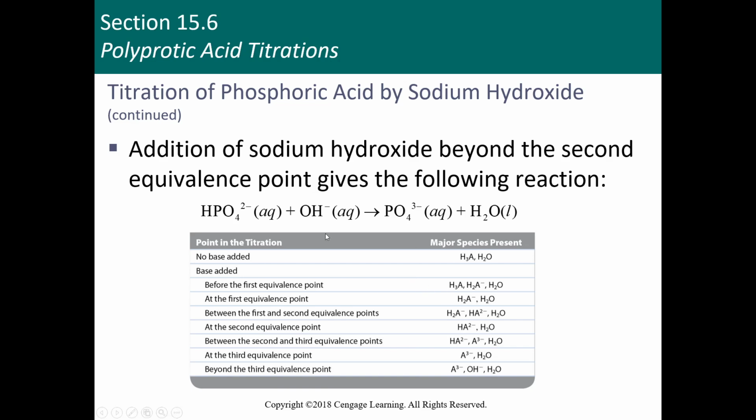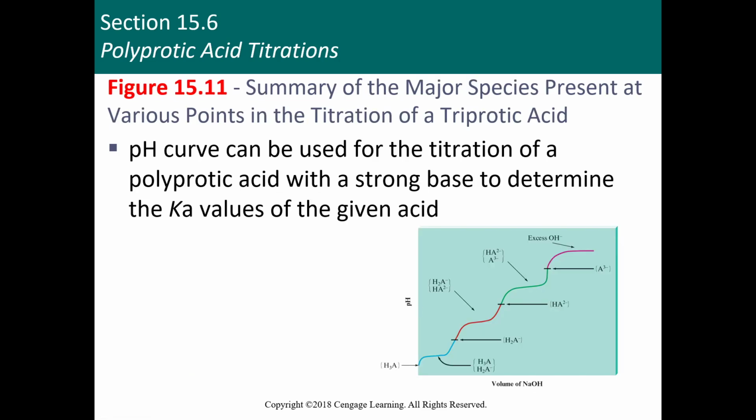All right, so this shows you a summary of those major species present at different points in the titrations that we talked about before. This one being for a polyprotic weak acid. Right here, this is the titration curve of a polyprotic weak acid. Again, this is going to be your first deprotonation. This right here, it's a buffer right there. This right here is your equivalence point.